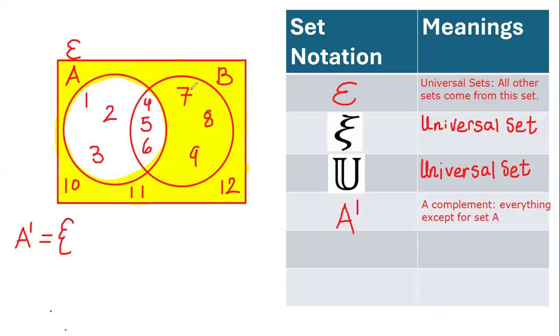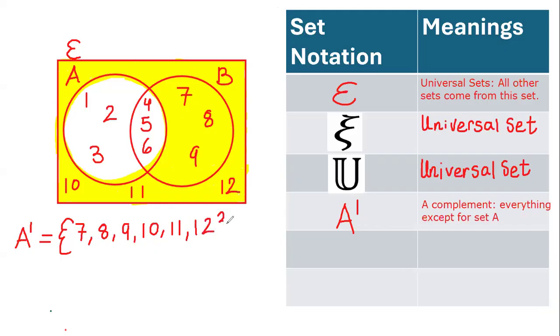Very good. So we have 7 in the complement of A. What else is in the complement of A? 8 is in the complement of A. What else is in the complement? 9 is in the complement. What else? 10 is in the complement. What else? 11 is in the complement. And what else? 12 is in the complement as well.